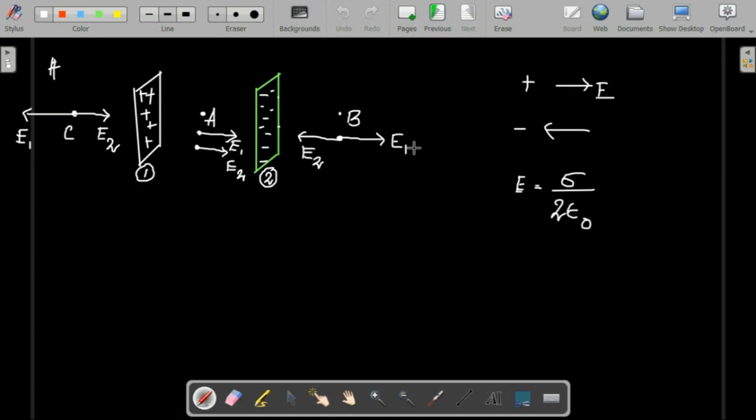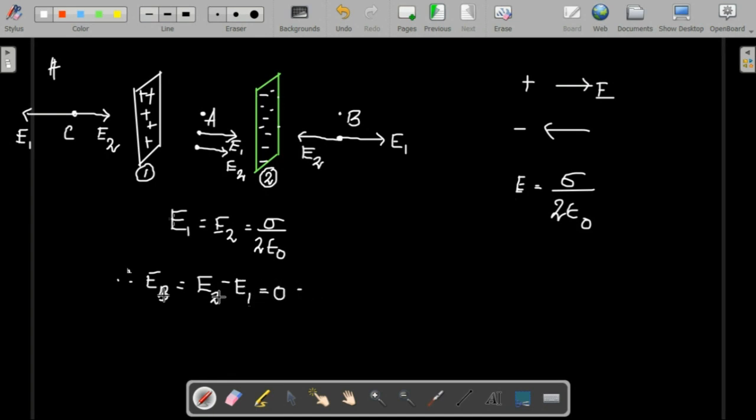So that means in this case, both E1 and E2, this is the trick here, are sigma by 2 epsilon naught. Both will be the same because it does not depend on the distance. That is something which we have already concluded. So both will be the same. Therefore, the electric field at B is E2 minus E1 because they are in opposite directions and both are equal. So this is nothing but 0.